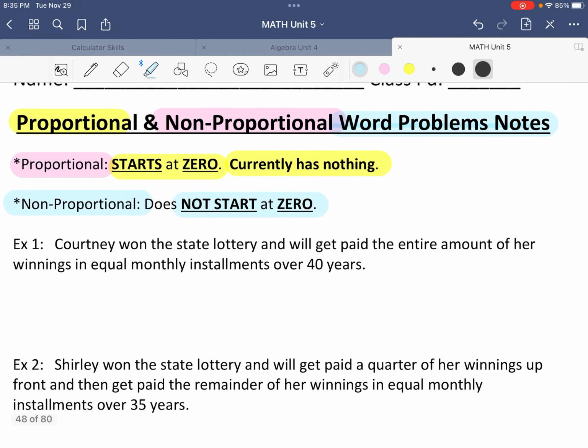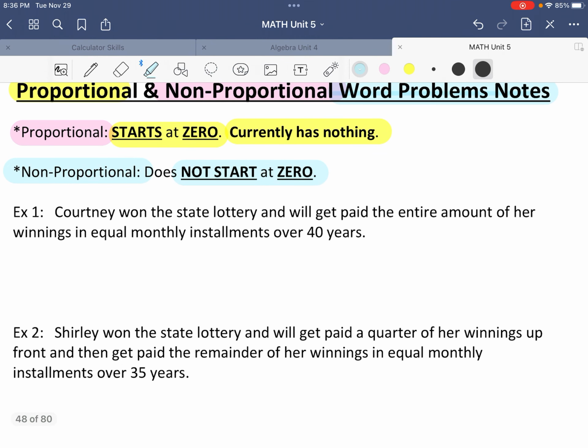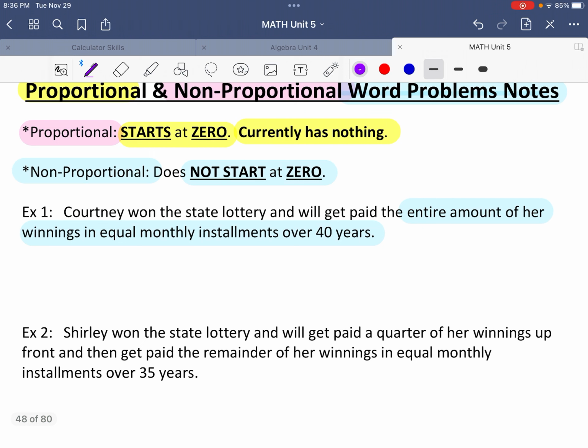So those are just the two things you're going to look for when you're reading a word problem to see if it's proportional. It starts at 0. If it's not proportional, that means there's some kind of beginning amount. So let's look at this first example. It says Courtney won the state lottery and will get paid the entire amount of her winnings in equal monthly installments over 40 years. She started with nothing and she's getting equal installments over 40 years.